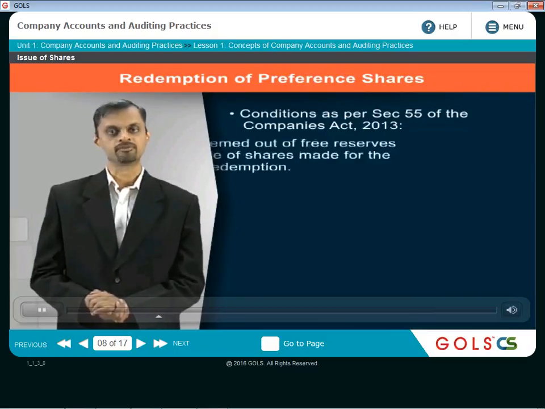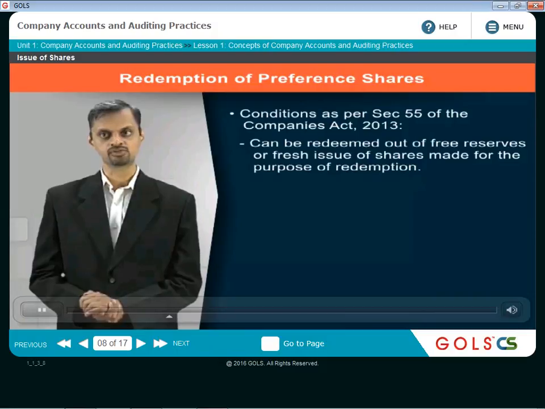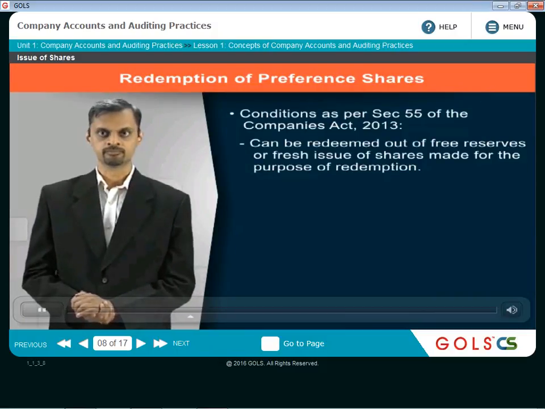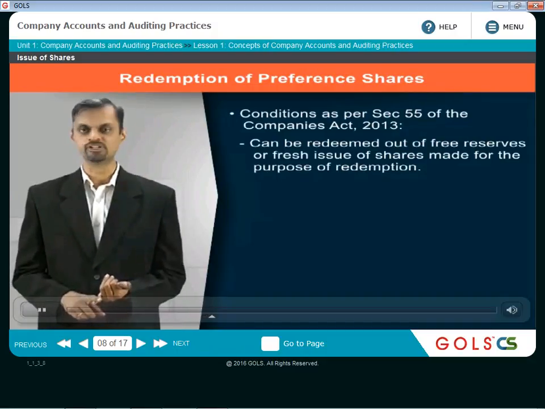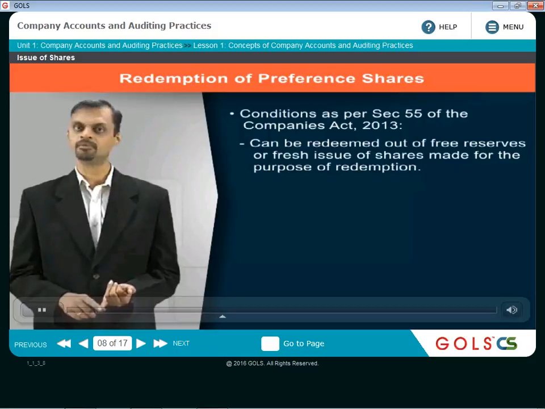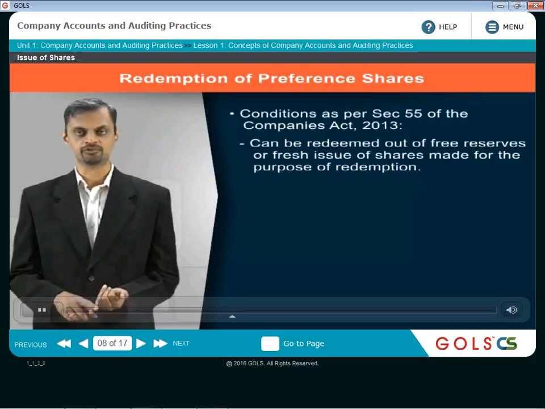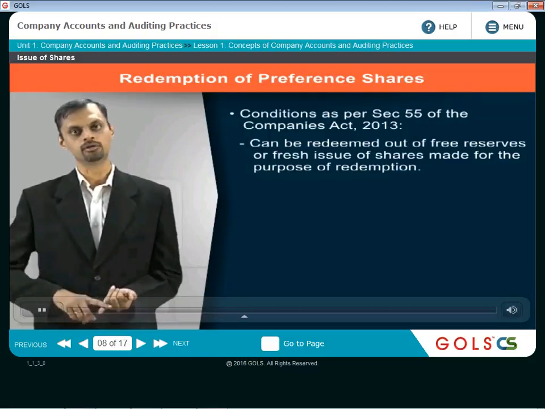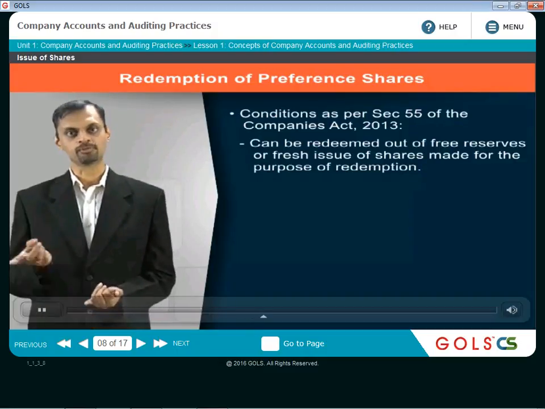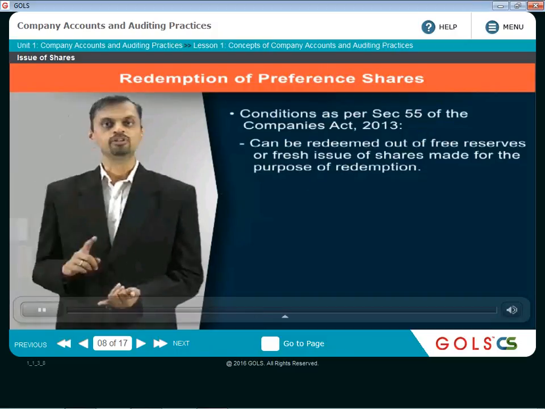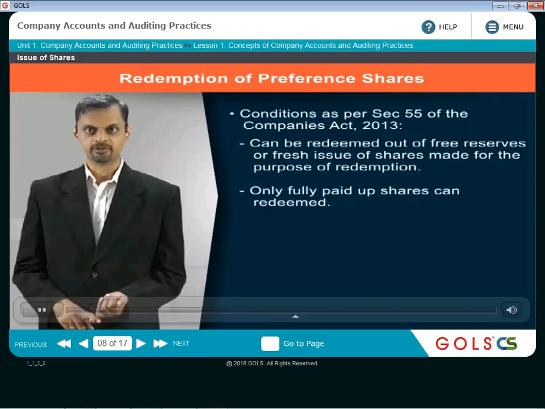The preference shares can be redeemed out of free reserves or a fresh issue of shares made for the purpose of redemption. One thing you need to remember is that free reserves do not include securities premium, because securities premium is not allowed as per section 52 for redeeming the preference shares or redeeming the debentures. But for the purpose of buyback, the free reserves include securities premium. Only fully paid up preference shares can be redeemed.